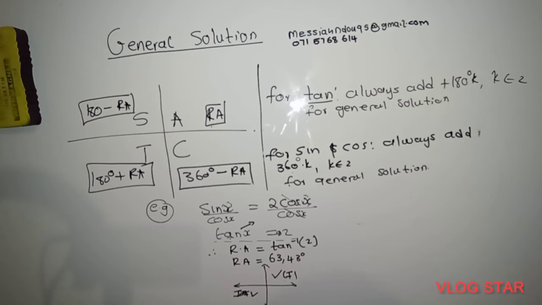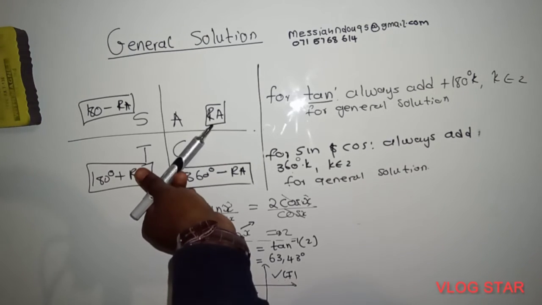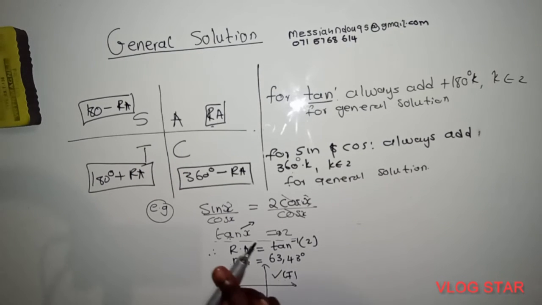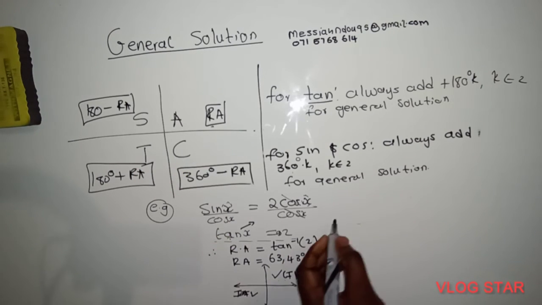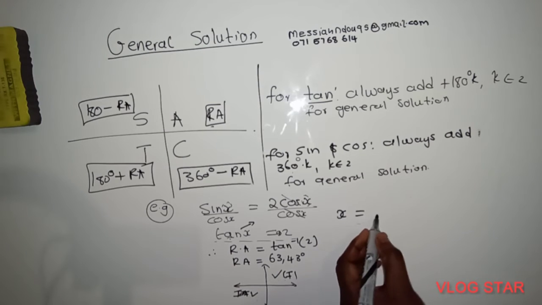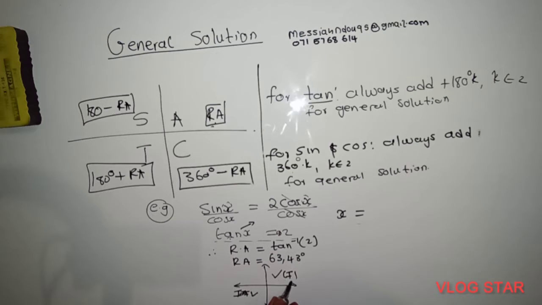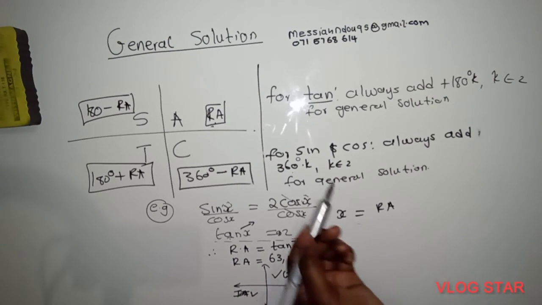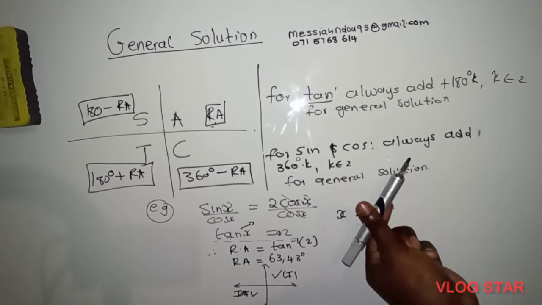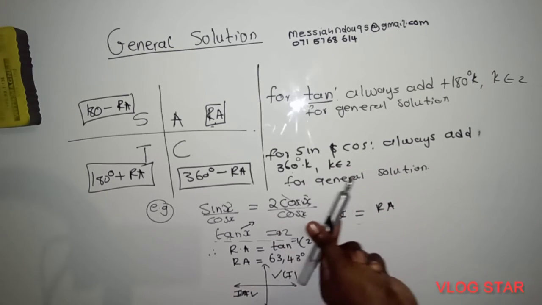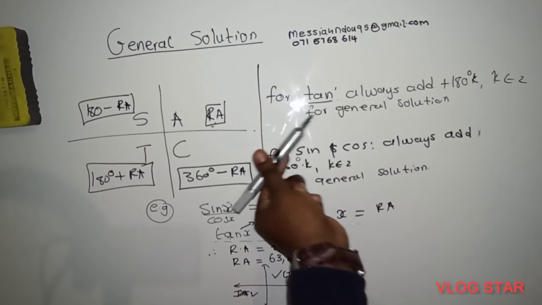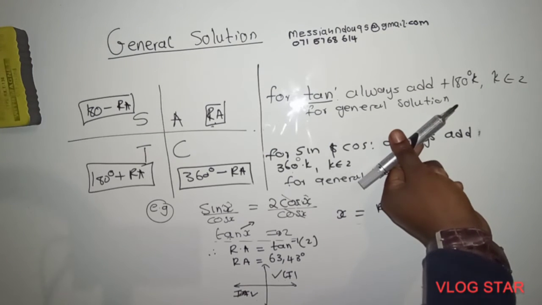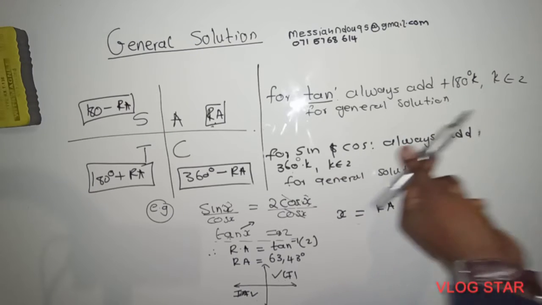So after that, you're going to solve the general solution, meaning that you're going to have two solutions here, one for the first quadrant and one for the third quadrant. Starting with the first quadrant, we only have the RA. So you write down the formula. Just because our equation is in terms of x, you're going to write that x equals our reference angle for the first quadrant, which is RA. Remember that for sine and cos, we always add 360 degrees.k, k is Z for general solution. But for the tan, we always add 180 degrees.k, k is Z for general solution.